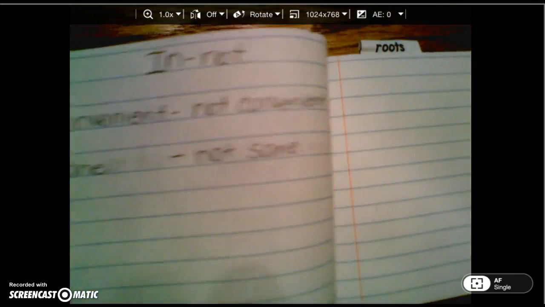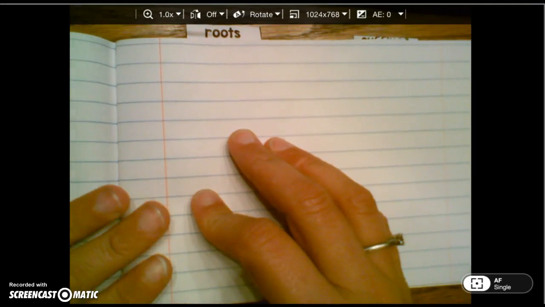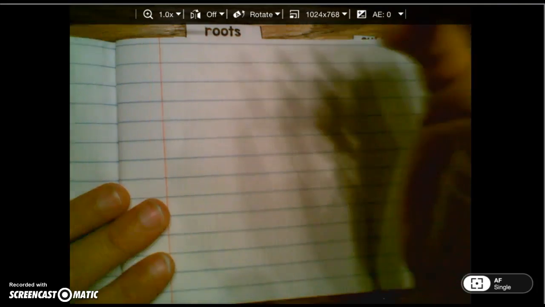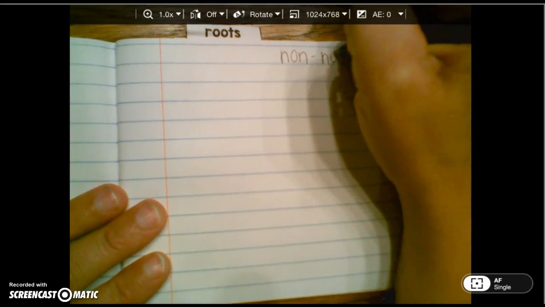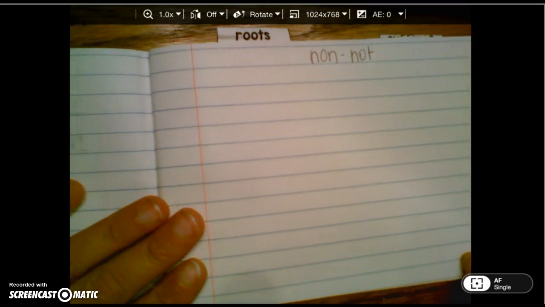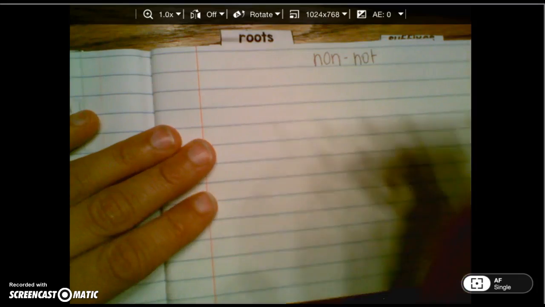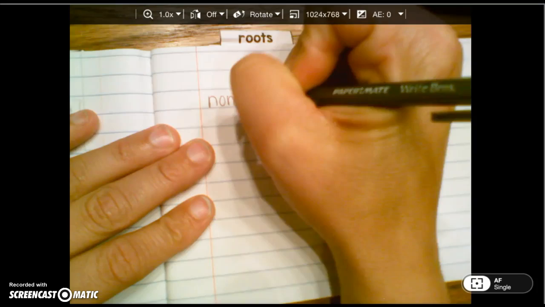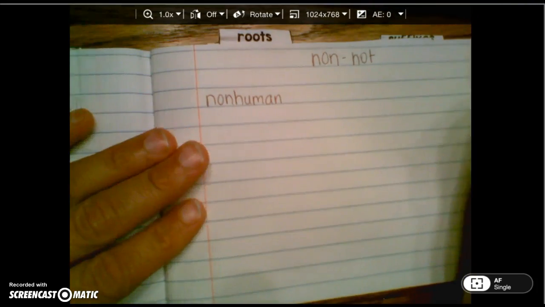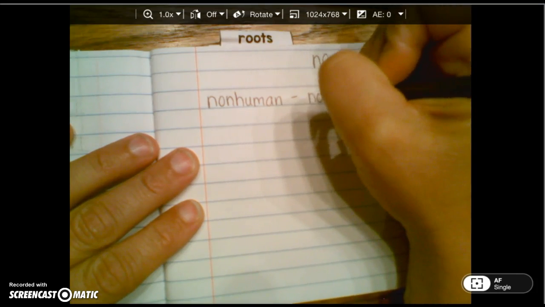We're going to want to flip to page 5. 5 is where we're going to be putting the first prefix, which is non. It means not. Alright, one of the words that you might see non in is non-human. The alien was non-human. It means it's not a human, not a person.